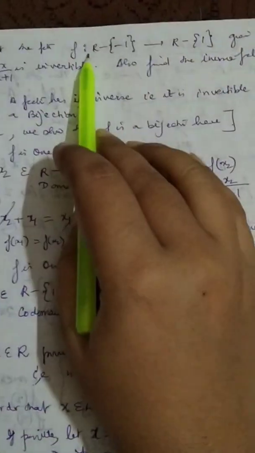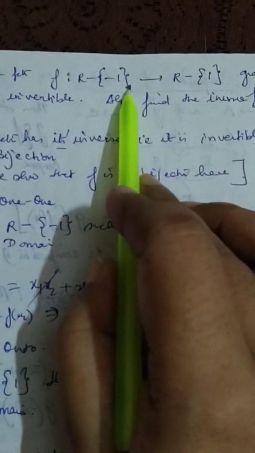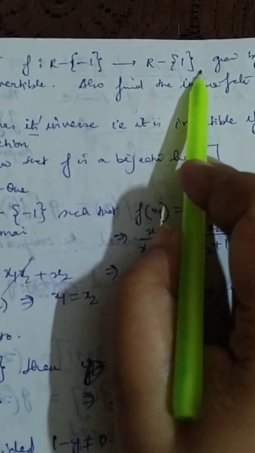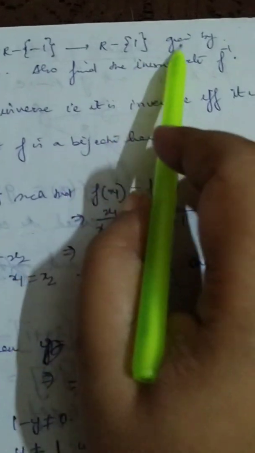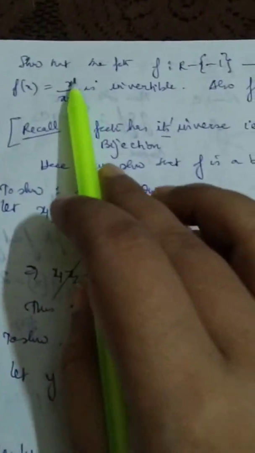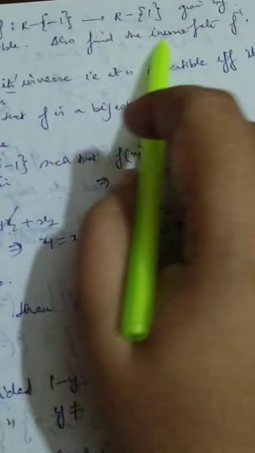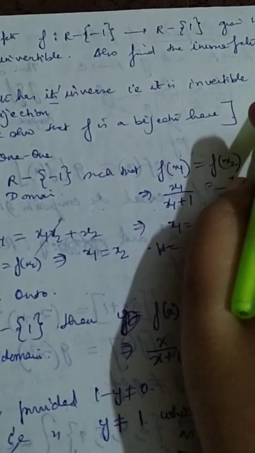Show that the function f given by R minus of minus 1 to R minus of 1, that means what? Set of real numbers excluding the element minus 1, and this is the set of real numbers excluding the element 1, which is given by fx is equal to x by x plus 1, is invertible. And also find the inverse function. This they may not ask, whatever.